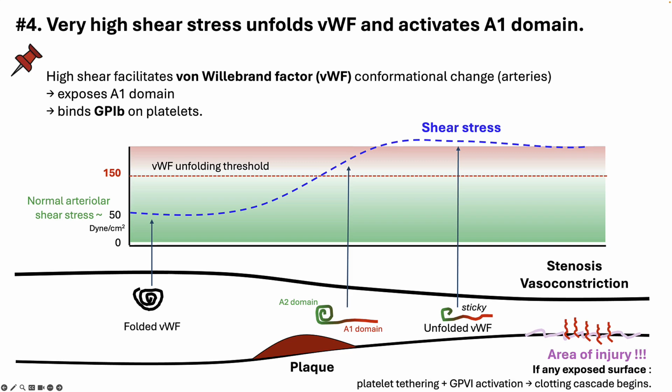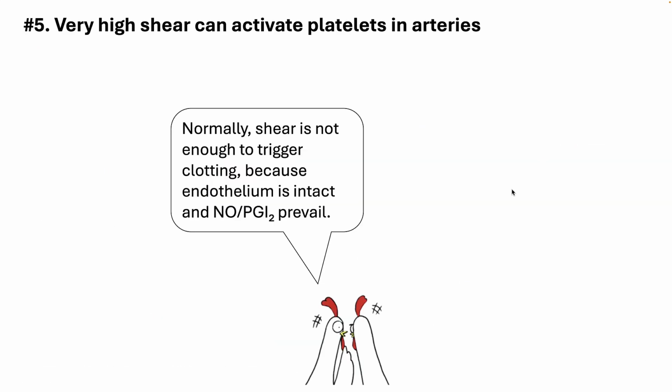If there is an area of injury, von Willebrand factor is going to bind glycoprotein 1b on the platelets and initiate clotting cascades. Very high shear stress can activate platelets as well. However, the normal shear is not enough to trigger clotting because of your endothelial intactness and continuous production of nitric oxide and prostaglandin I2.